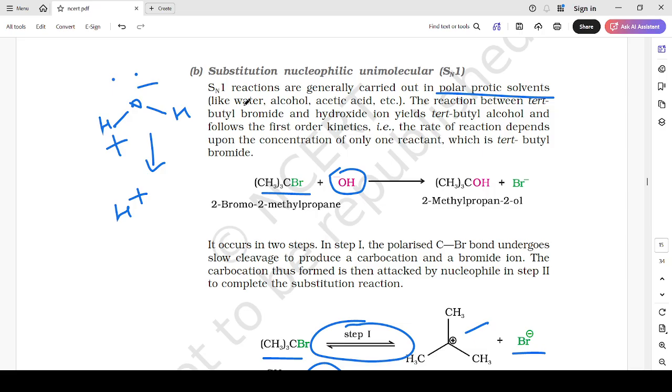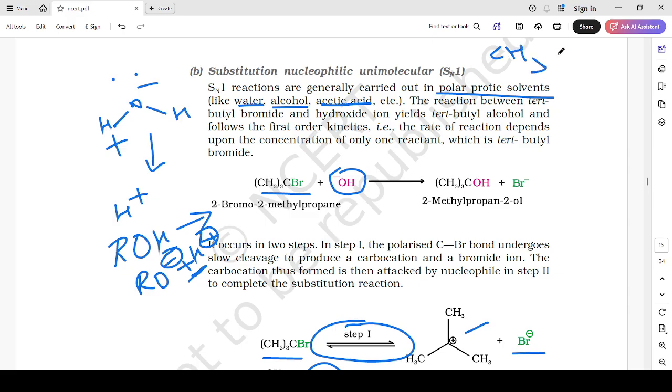So the examples are water, alcohol. We know alcohol, where you are having ROH, will release RO minus plus H plus. You can see polarity is there and H plus also it releases. Acetic acid, CH3COOH, where it can release H plus, isn't it? And you know it is polar also.